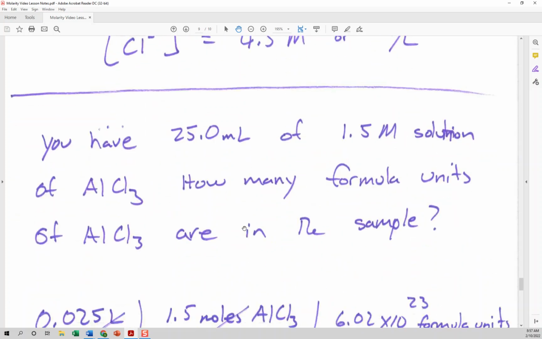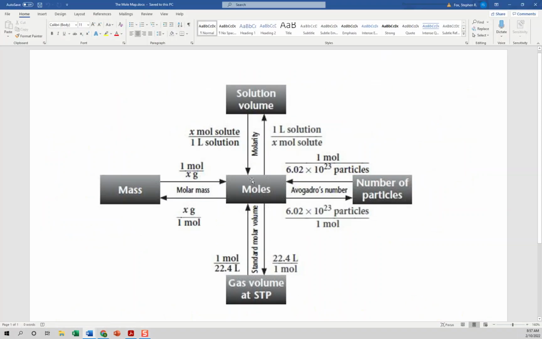So let me give you an example, all right? Let's say you have 25 milliliters of a 1.5 molar solution of aluminum chloride, okay? And the question is, how many formula units of aluminum chloride are in the sample? Well, let's look at our mole map and review, all right? So I'm at liters of solution, right? I'm at volume of solution, and it tells me to multiply by the molarity, and then to get particles, multiply by Avogadro's number, right? Formula unit is the word molecule for an ionic compound. So it's really how many molecules of aluminum chloride do I have, but for an ionic compound, we say formula unit. So we want to know how many particles of aluminum chloride do we have, all right?